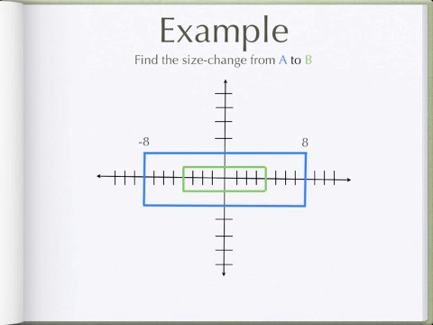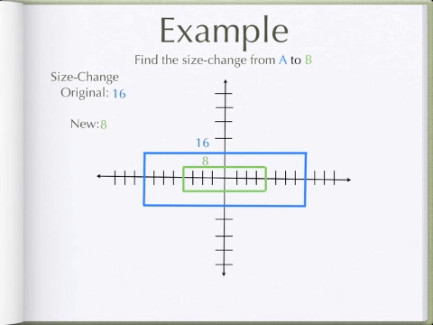So I take a look at my endpoints. I'm at 8 and -8, which gives me a length of 16. So the original has a length of 16. My new shape, the green box, has points at 4 and -4, which gives me a distance of 8. So now that I have the original length and the new length, I can create that ratio. So again, my original length was 16 and my new length is 8.